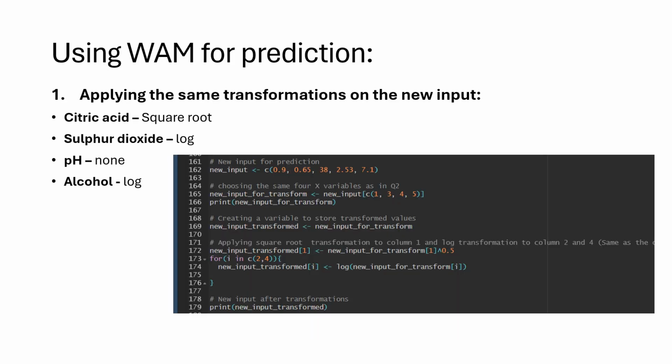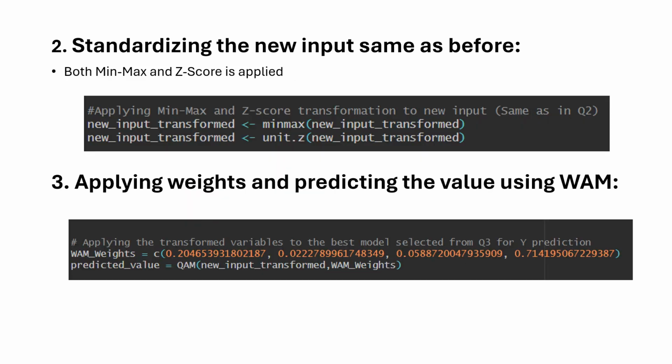Using it for prediction, applying the same transformation on the new inputs. You can see that the citric acid is square rooted, sulfur log, pH none, alcohol log. These are the codes I used there. Next slide. Standardizing the new input same as before, with the min-max and z-score being applied. These are the codes here. Applying weights and prediction, the value using the weighted arithmetic mean as well.